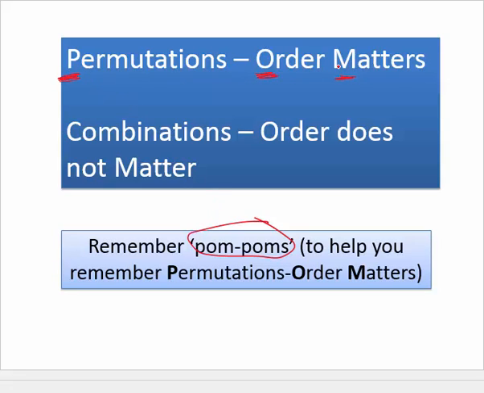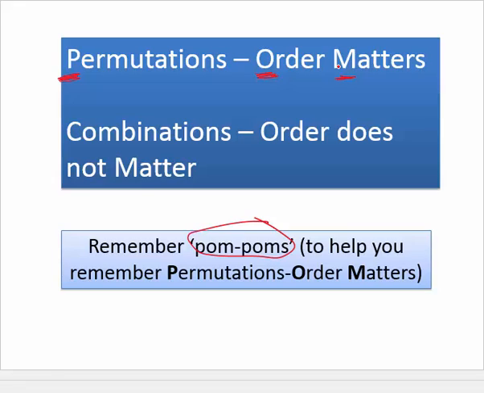POM, permutation order matters. For instance, if you are a baseball coach and you have to make a starting lineup, it matters what order you hand that lineup into the umpire or the scorekeeper, because you have a batter that bats first, another one that bats second, and then third, and then cleanup, etc.